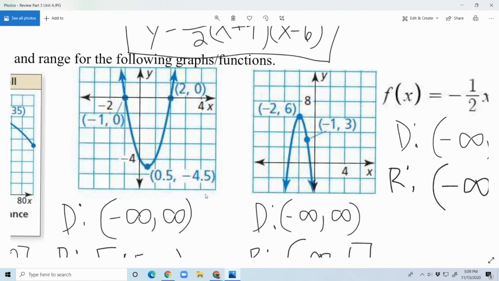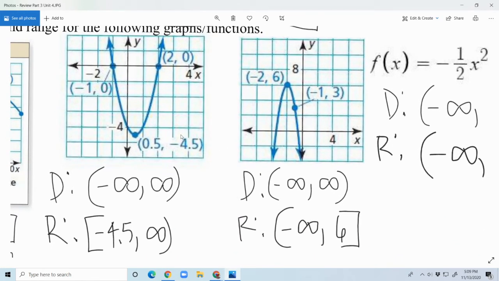And then the range, you just need to look at the y-coordinate of the vertex and which way the graph is going. So the y-coordinate of this vertex is -4.5, and it's going up. So in interval form, I'd say -4.5 in a bracket because it's passing through that point to +infinity. For a graph that's going down, I'd look at the y-coordinate, it's 6, but that's going to go second because it's going down towards -infinity. And interval form always has to have it written in order from least to greatest. So put -infinity first to 6, all right? So 6 is the highest point it can go.